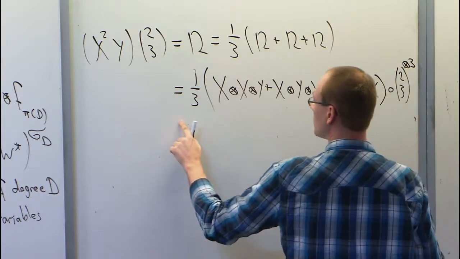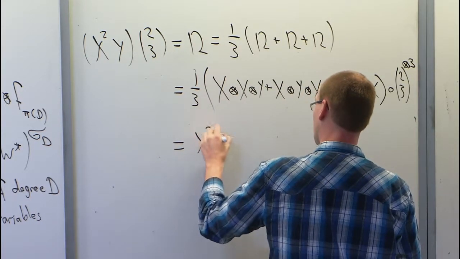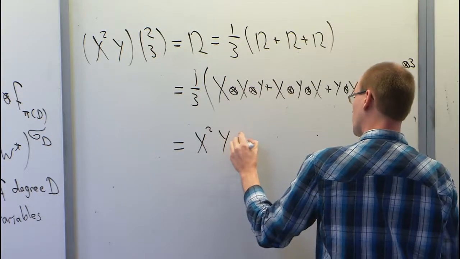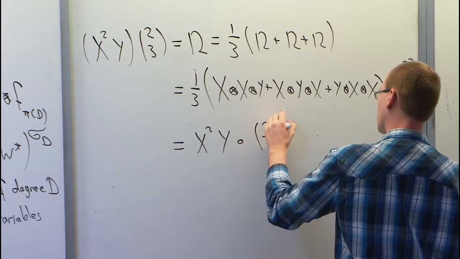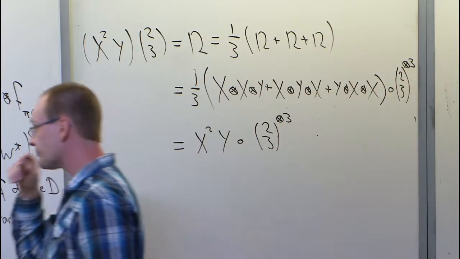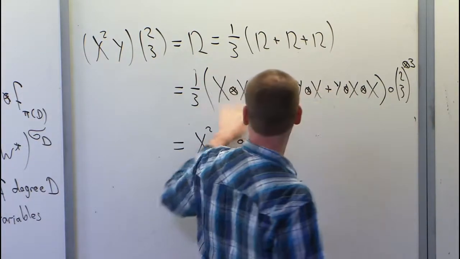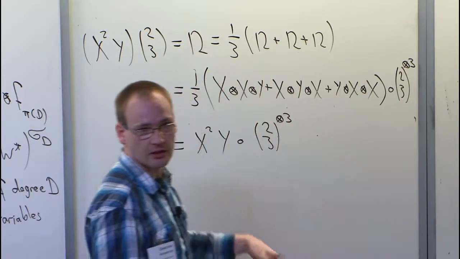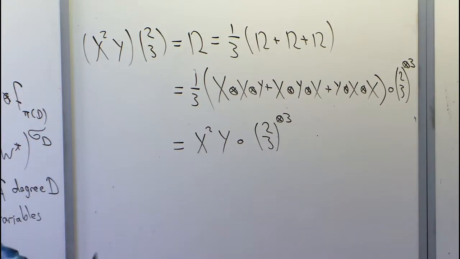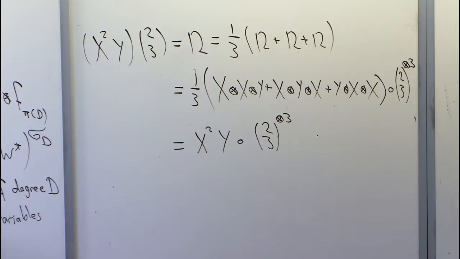So this is the same thing as just saying x squared y contracted with (2, 3) to the third power. This is how I want to think of polynomials: as these symmetric tensors. Then I can evaluate by just contracting tensors with a power, and this will be important. So evaluation is always a contraction with a power.